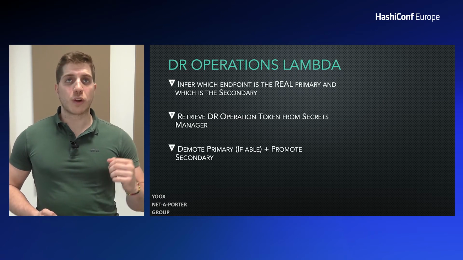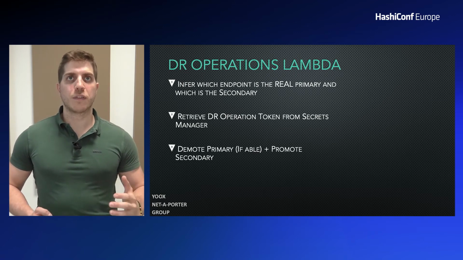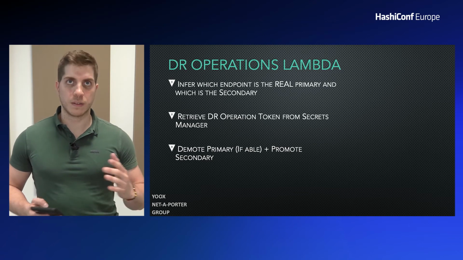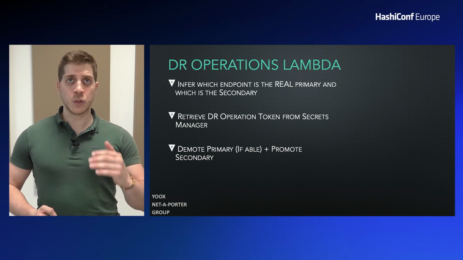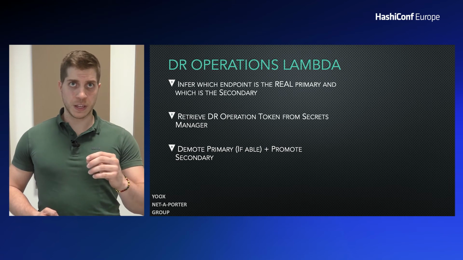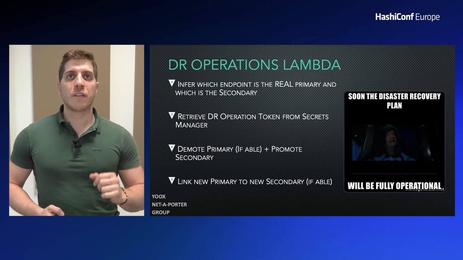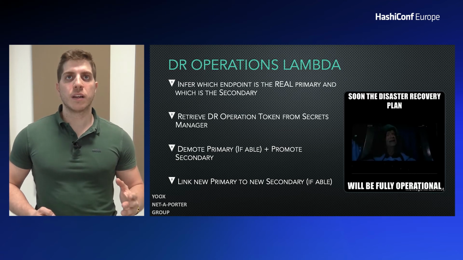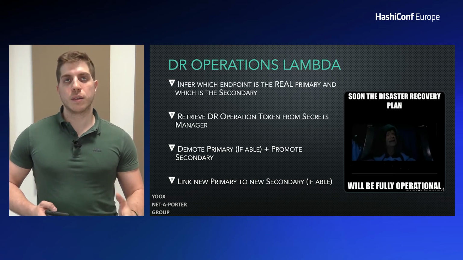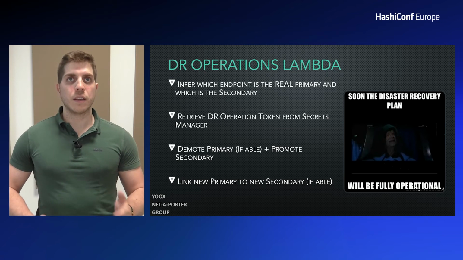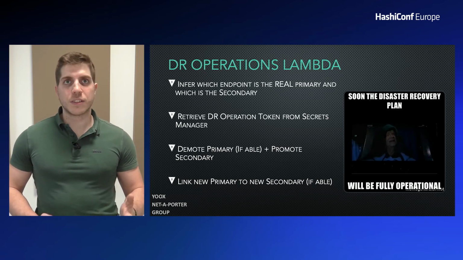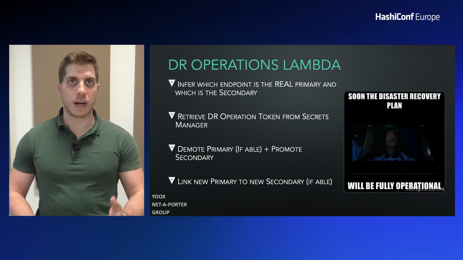After that, it will try to demote the primary. Clearly, in case of a disaster, it will not be able to do that, but it will go through anyway. And then it will promote the secondary. The important thing is to promote the secondary in case of a disaster. After that, it will try to link the two clusters together. Clearly, in case of a disaster, this will not go through, but it's okay.